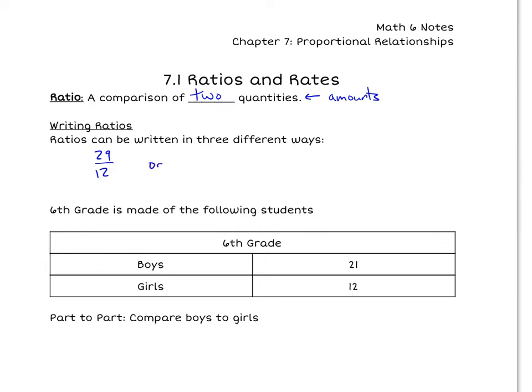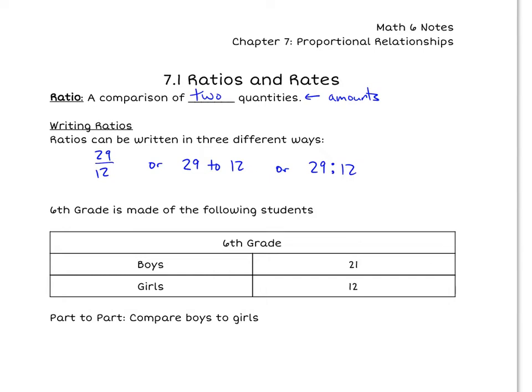You could also write it as 29 to 12. It's mostly how you would read it. Or you can also write it 29 and then use a colon, 12. They all mean the same thing.